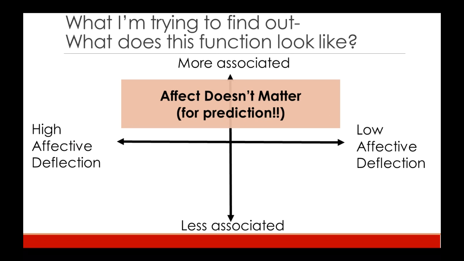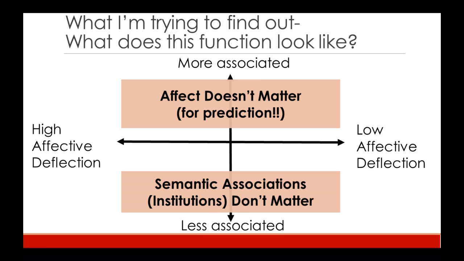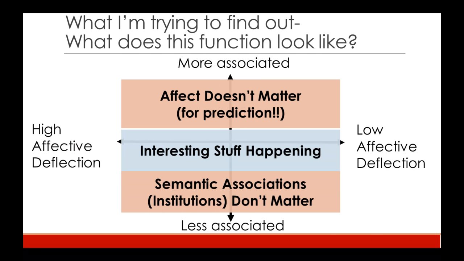I think where I differ slightly is that I do think there's this case down here where semantics don't actually matter. When affect tells you a lot, the institutional meanings don't matter, right? So this is sort of a nonlinear function, right? And then in here is where all sorts of interesting stuff might happen.